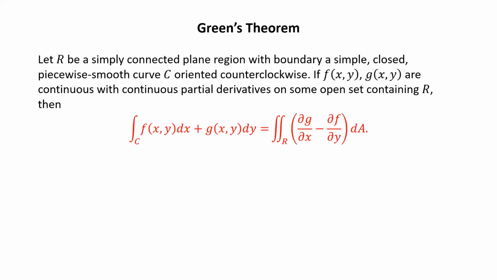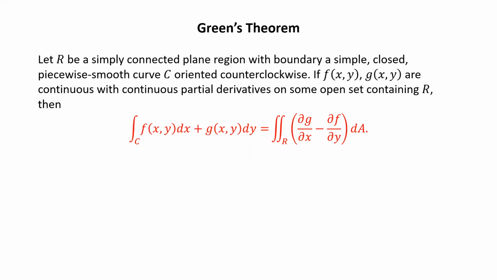Green's theorem. Let R be a simply connected plane region with boundary a simple closed piecewise smooth curve C oriented counterclockwise. If f(x,y), g(x,y) are continuous with continuous partial derivatives on some open set containing R, then the line integral over C of f(x,y) dx plus g(x,y) dy is equal to the double integral over R of the partial of g with respect to x minus the partial of f with respect to y dA. The most important part of this theorem is in red here.